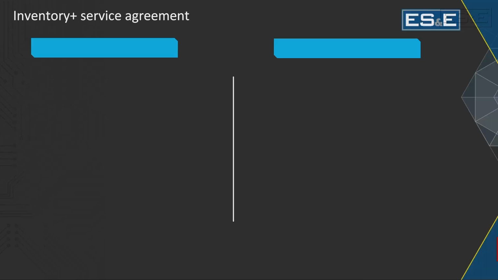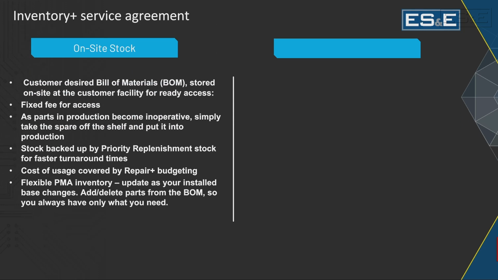So as part of this, the Inventory Plus agreement has 3 really core pieces to it. There's the on-site stock. So the on-site stock is, like I was saying before, that bill of materials, those parts that you want stored at your location, ready for you when you need them. So this will be in your storeroom. It has to be stored away from your stores. So that's one of the stipulations. So it's basically your bill of materials stored on-site for ready access.